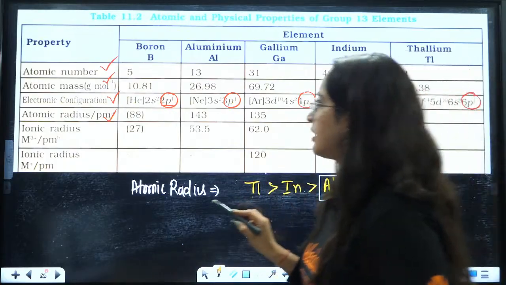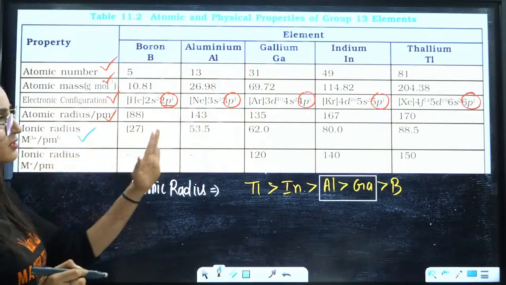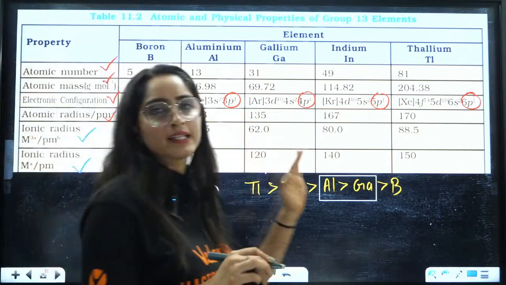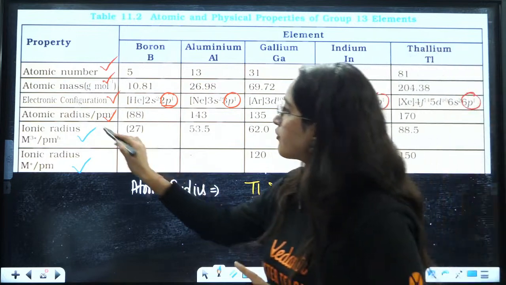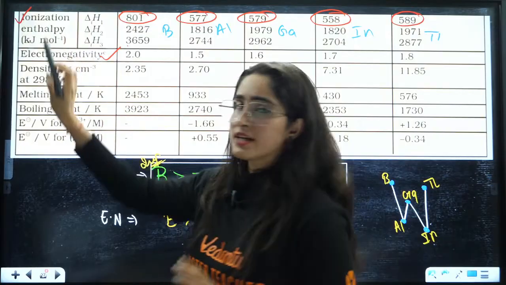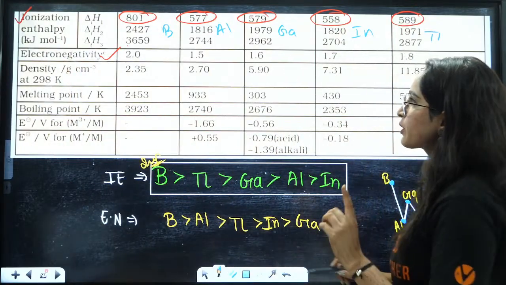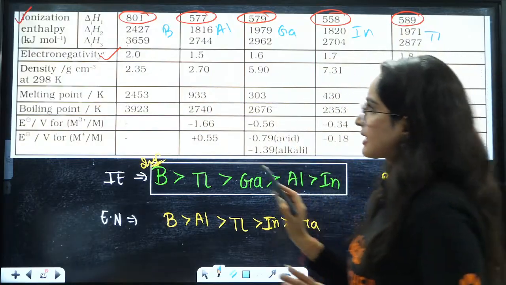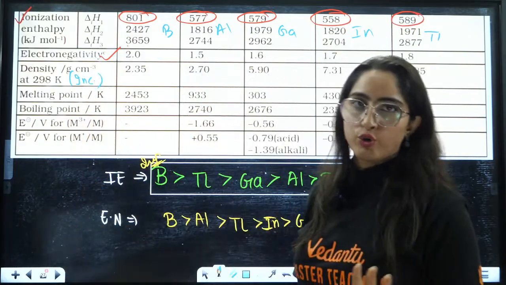Okay. Then we have also talked about atomic radius. Then there is ionic radius, right? In a similar way, we have the ionic radius of M2 positive. They will not ask you the trend in the ionic radius. They will ask you the trend in case of atomic radius, right? In case of ionization energy, they will ask you the trend. Next is density. As you can see, density is increasing only, right?